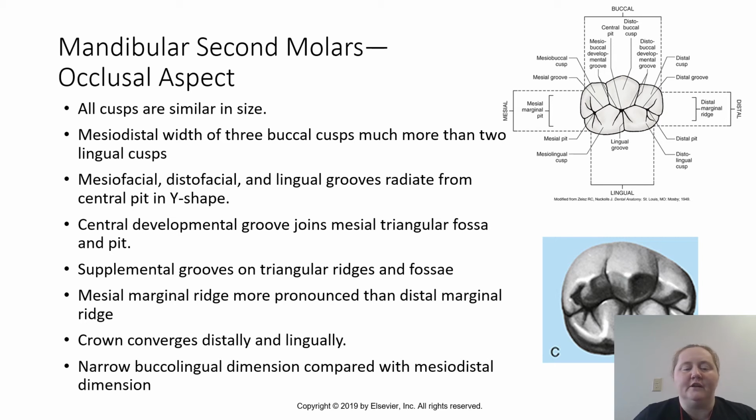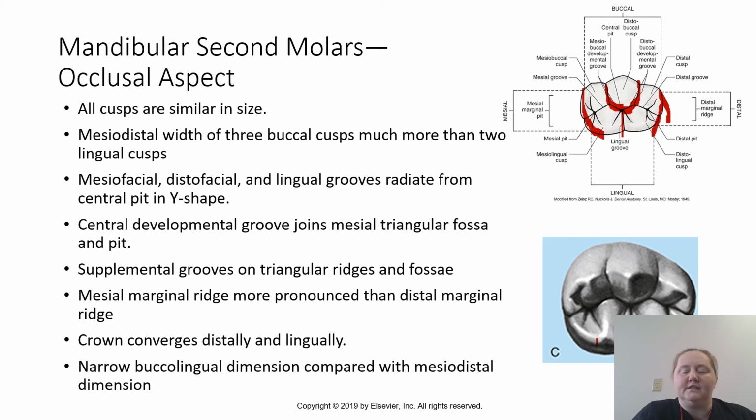The mesiofacial, distal-facial, and lingual grooves radiate from the central pit. So here's our central pit. Here's our lingual groove, our mesiobuccal, and our distal buccal. Okay, so you can see how that forms a Y. The central developmental groove joins the mesial triangular fossa and pit. There are supplemental grooves on the triangular ridges and fossa. And then the mesial marginal ridge is more pronounced. So this ridge here is going to be more pronounced than this ridge here.